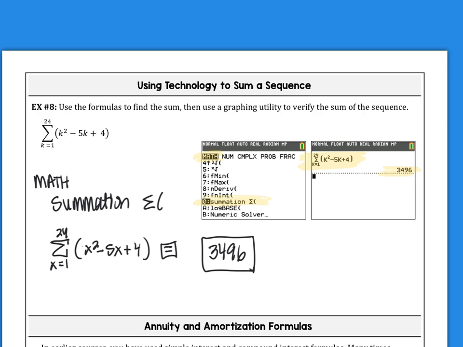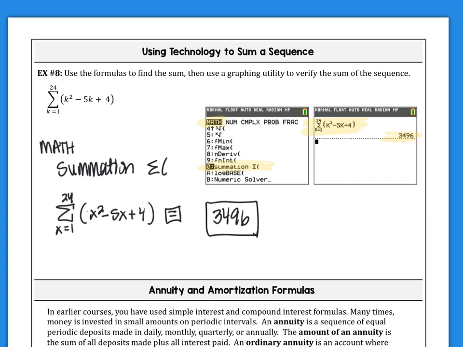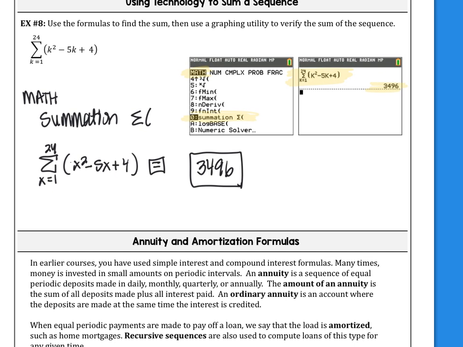So nice to know. Now this next part is annuity and amortization formulas. That's all finance stuff, and that's using a different mode in the calculator. We are not going to do that. But if you do plan on going into finance or accounting, you will probably do that in your future.